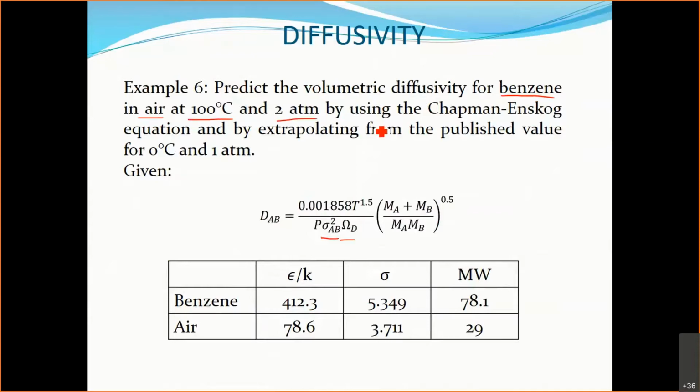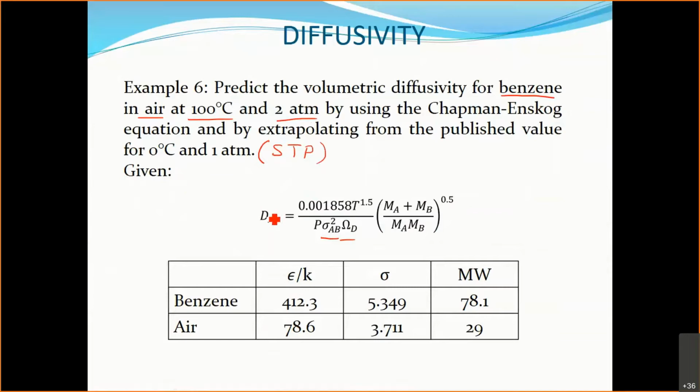So you need to calculate it by using first the Chapman-Enskog equation, and second by extrapolating from the published value for 0 degrees Celsius and 1 atm. Okay, so this is going to be our STP.